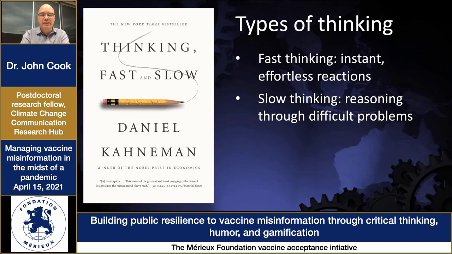The other type of thinking is slow thinking. And this is reasoning through difficult problems, such as trying to do a two-digit by two-digit multiplication, that kind of difficult calculation, or trying to assess the logic of an argument to see whether it contains reasoning fallacies. Slow thinking is cognitively effortful. And because of the difference between these two types of thinking, the vast bulk of our thinking is fast thinking. It's very effortful for us to do slow thinking. We can do it, but we don't often do it. And so this is a challenge for anyone looking to inoculate the public against misinformation. How do you get people to do more slow thinking, given how difficult it is?